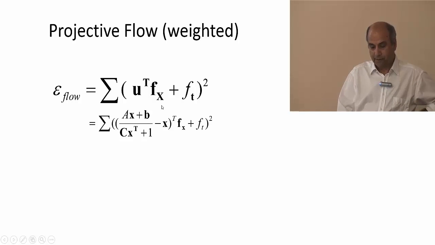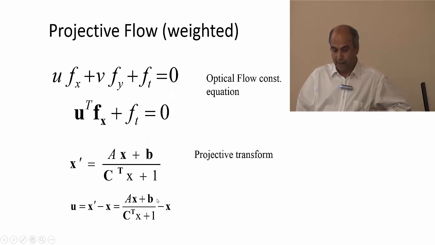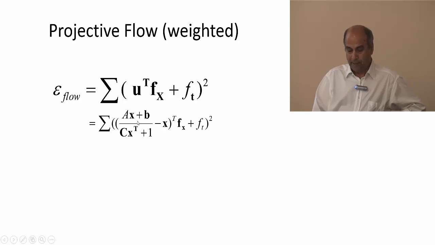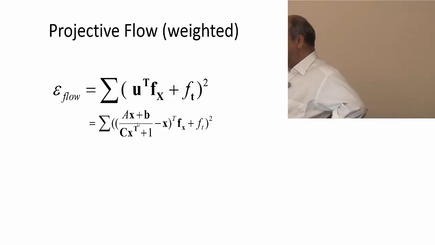So this is the projective transformation minus x. As you see here, this is u. U is defined like that, so we just put it there. In affine, u was only this. Now here, we put it like that. Okay? So the rest is very similar, exactly the same.